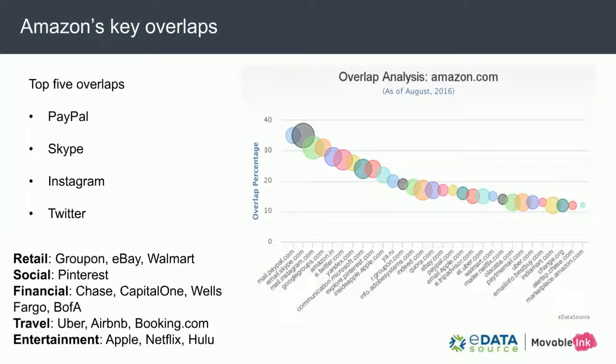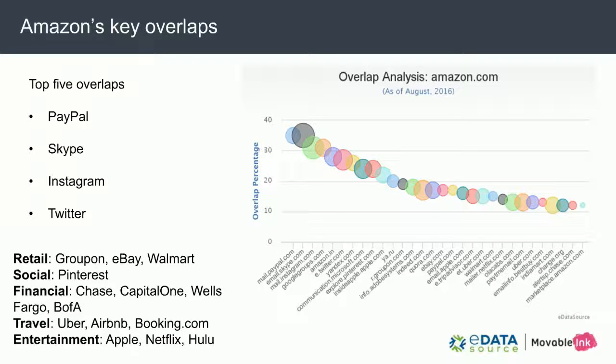What you see here is our standard graphic showing email subscriber overlap, and this one's for Amazon. The key overlap brands here are shown on the horizontal axis. The vertical axis shows degrees of overlap in percentage terms. So for example, we see that about 35% of Amazon's email audience is also getting email from brands like PayPal and Skype. Groupon is another big Amazon overlap, as are social media channels like Instagram and Twitter and Pinterest.